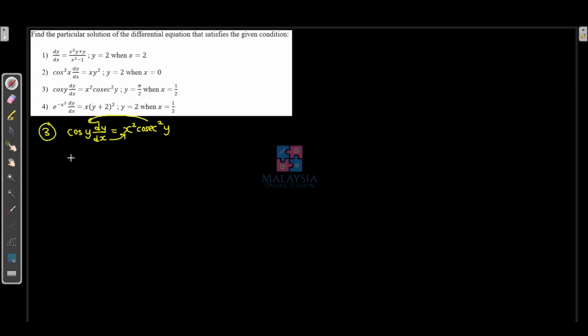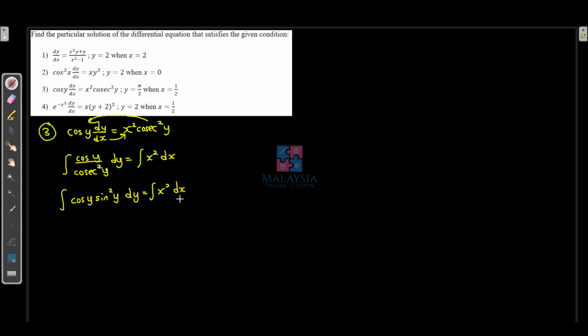So then what do we have? Integration of cos y over cosecant squared y dy equals integration of x squared dx. We know that cosecant squared y is going to be 1 over sine squared y. So what we have right now is cos y sine squared y dy equals integration of x squared dx. So the question now is, how do we integrate cos y sine squared y?